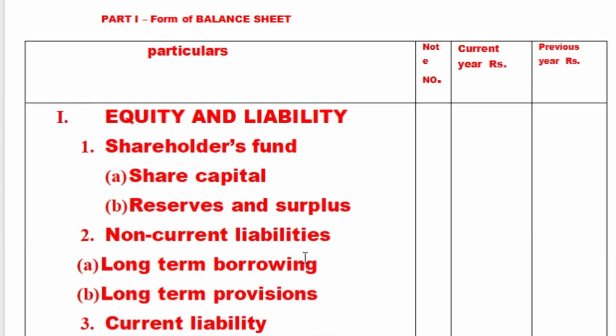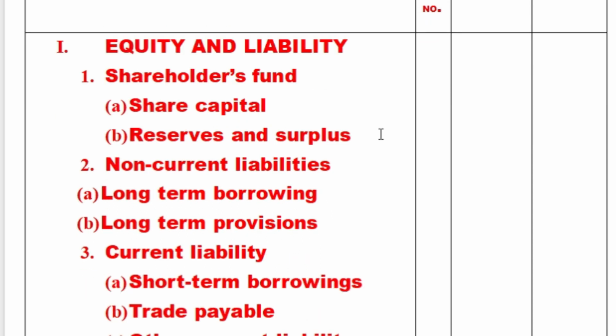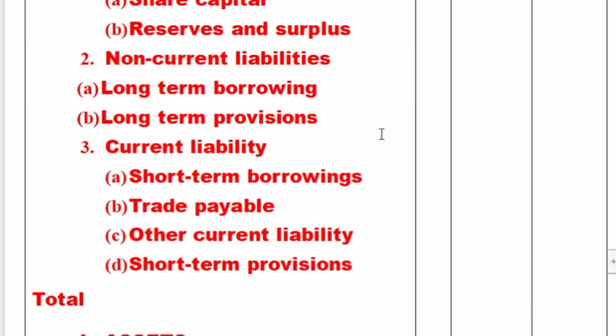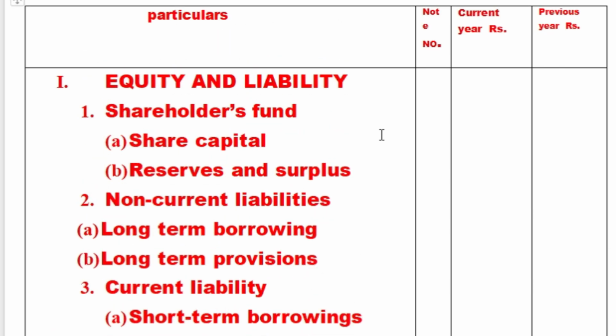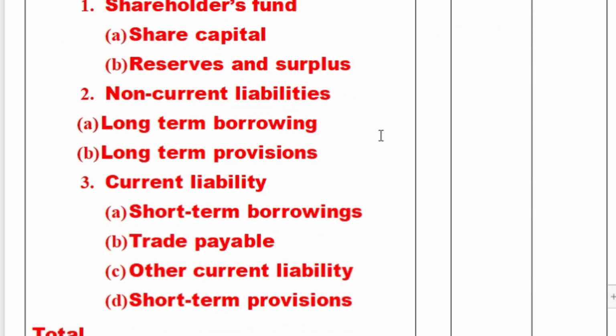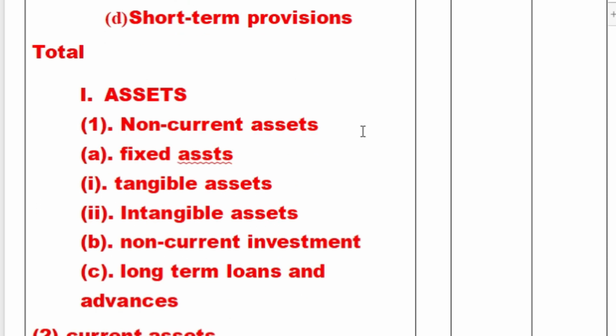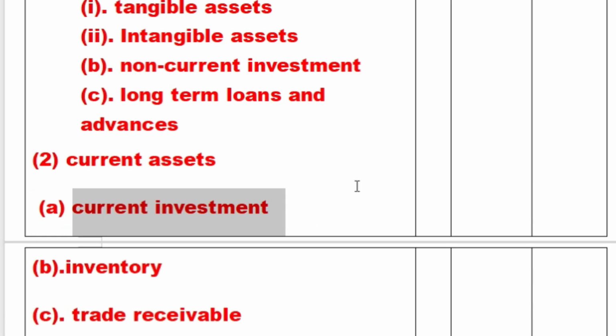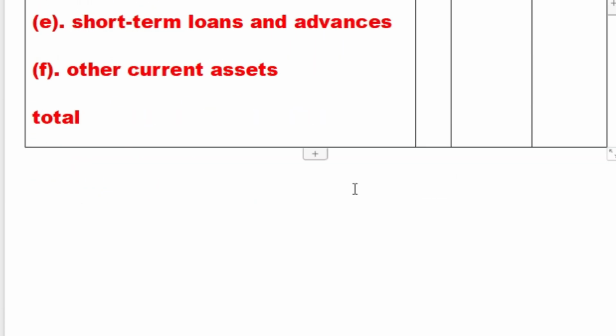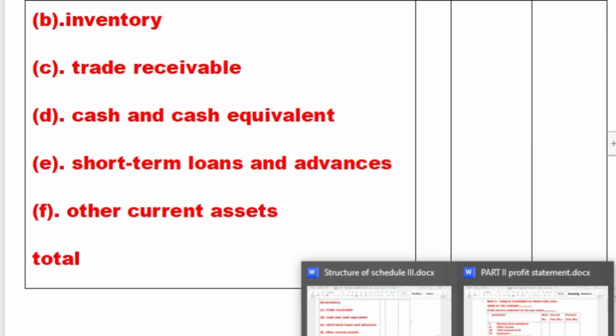One by one, I will show you again, so all of you can see clearly. Major heads and subheads: under equity and liabilities there are three major heads, and under assets there are two major heads. One is non-current assets, another is current assets, and these all are subheads. Now, again, I will show you the format of the balance sheet.